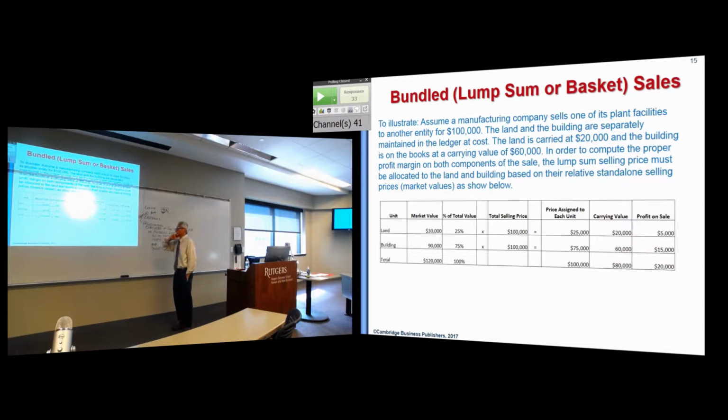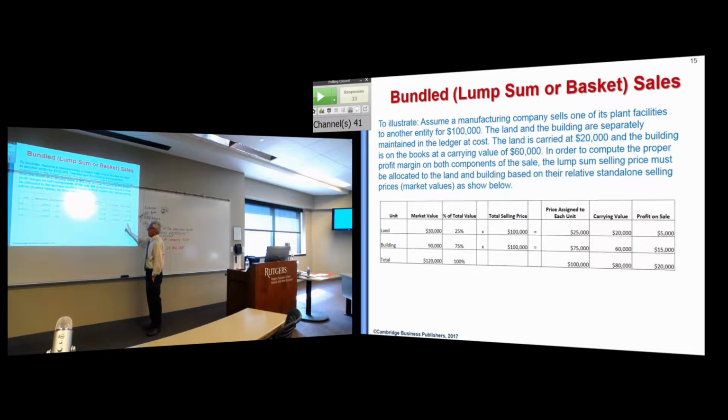But the problem is we've got two separate ledger accounts. We've got land at $20,000, and we've got a building of $60,000. But we know the total sale is going to give us a profit of $20,000, right? You've got book value of $80,000, and you're selling it for $100,000, so you know you're going to have $20,000 profit. But the question is, how much profit is allocated to each one of those components?